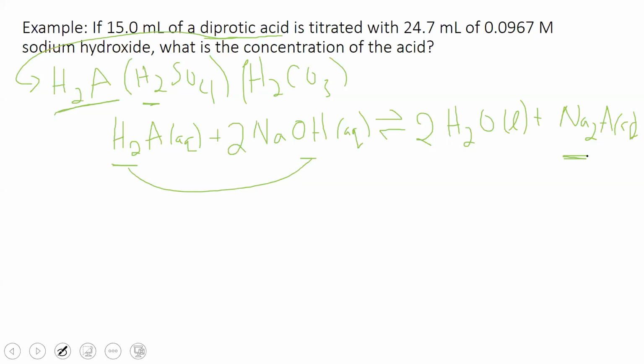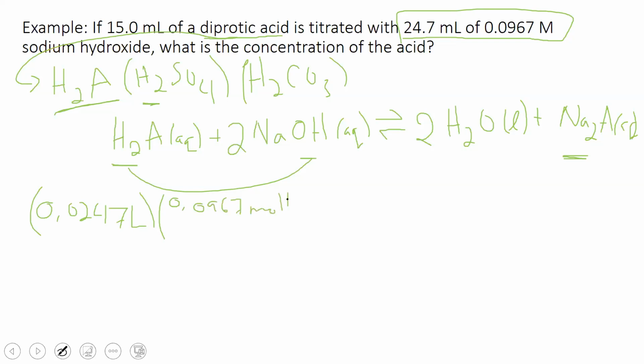The next thing to do is actually start the calculation. Here, we're going to take our initial volume and concentration of the base that we used to do the titration, so we can figure out the number of moles of the acid that we titrated, or the number of moles of hydrogen ion that we titrated, okay? So here we can say, well, 0.0247 liters, we want to convert that into liters, times the molarity, 0.0967 moles of NaOH per liter. And so the liters are going to cancel out.